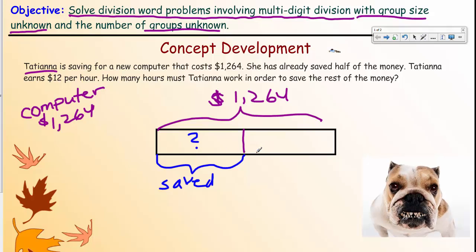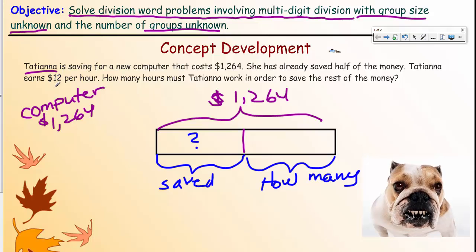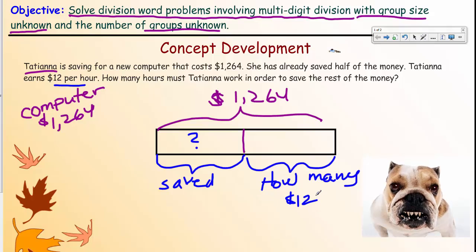But we do know that this here is going to be how many $12 per hour before she can get the rest of the money she needs, so I'm going to put an S there, like how many more $12 an hour? Because $12 an hour and then another hour would be $24. Well, we need to figure out a couple things here. First, we need to know what the half is that she saved. Once we figure out what that half is, we'll know that the other half is going to be the same. So hopefully you're following along with me on all of this.